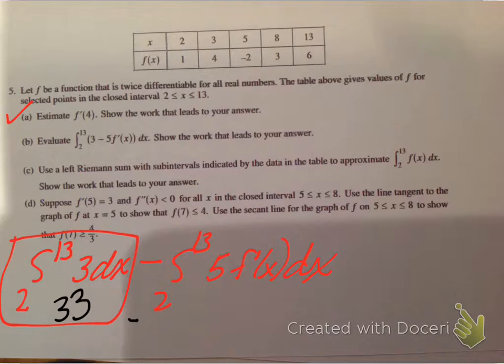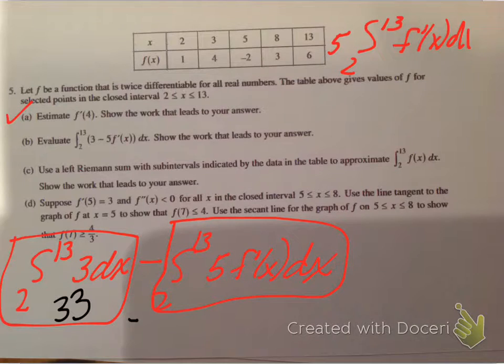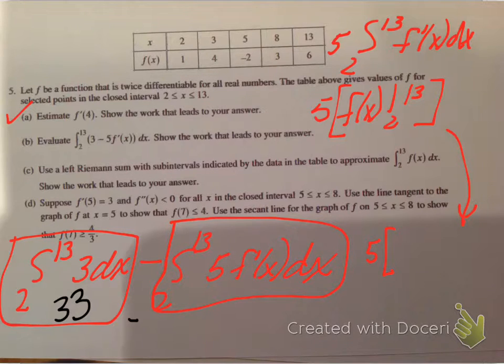Okay, so now we're going to do this one right here. Okay, so I'm going to pull the 5 out to the front of the integral. Sorry about that. Okay, so now I have 5, and now I'm going to do the integral. So the antiderivative of f prime of x is just f of x as it goes from 2 to 13. Okay, so I'm going to go down here. So I have 5. So I'm going to do f of 13 minus f of 2.